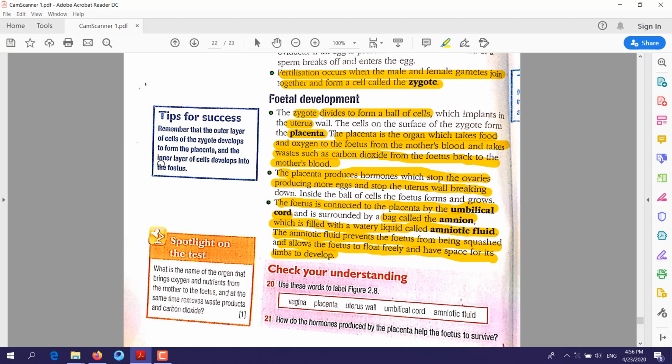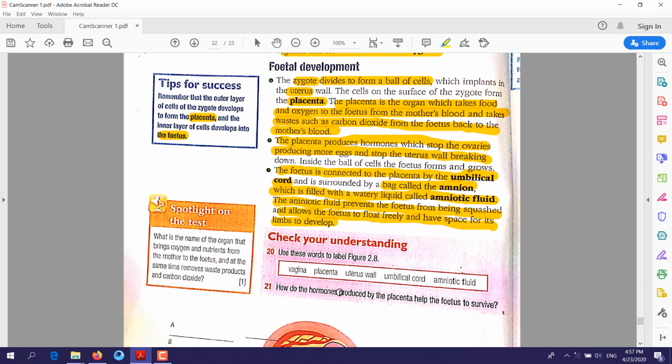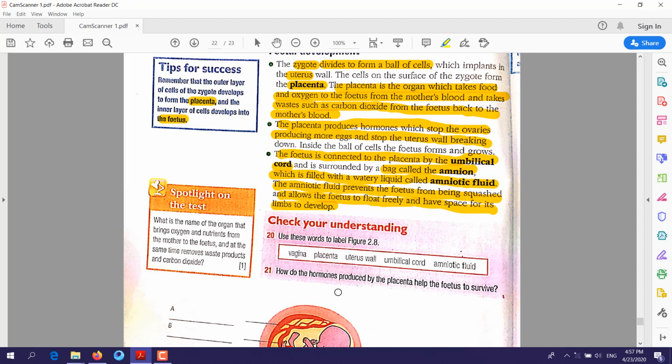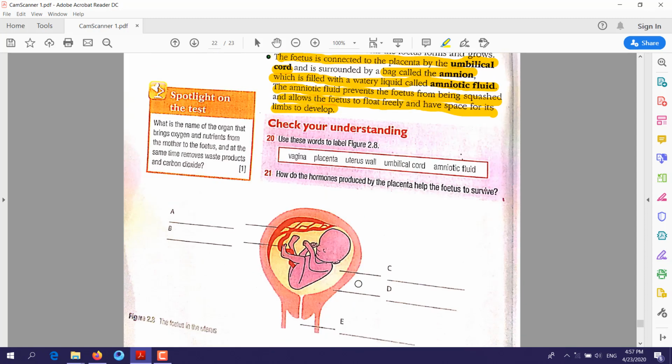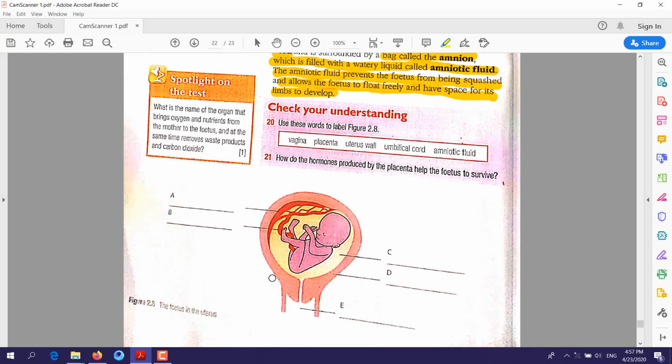Tips for success. Remember that the outer layer of cells of the zygote develops to form the placenta, and the inner layer of cells develops into the fetus. Check your understanding. This is your task. You need to use these words to label figure 2.8. Depending on what I explained here, you should know how to solve it.